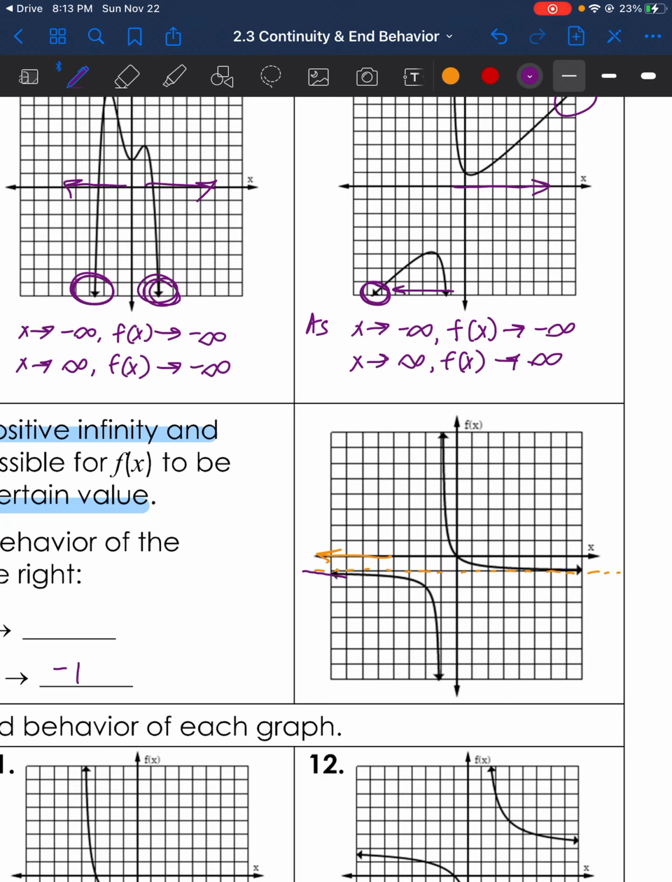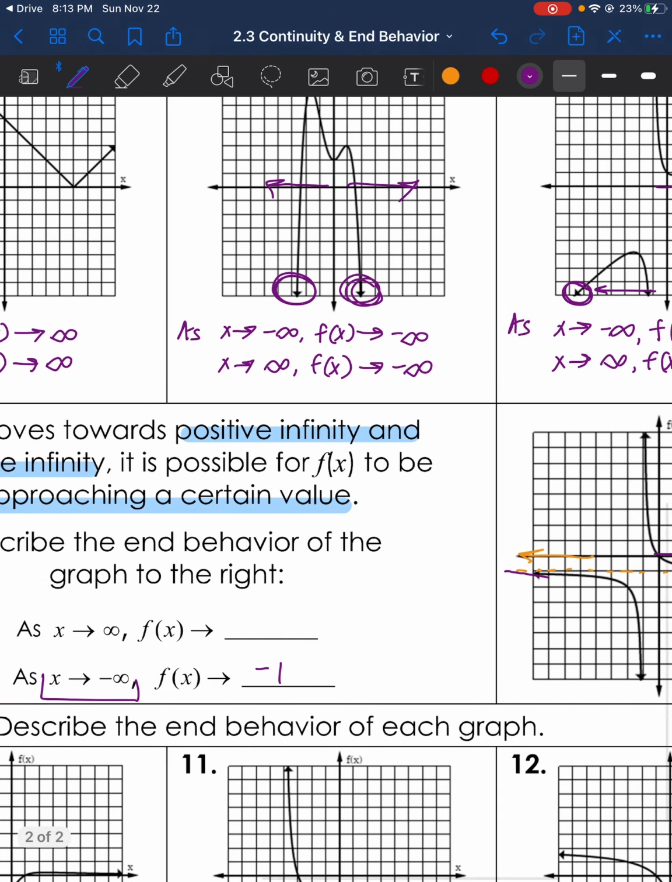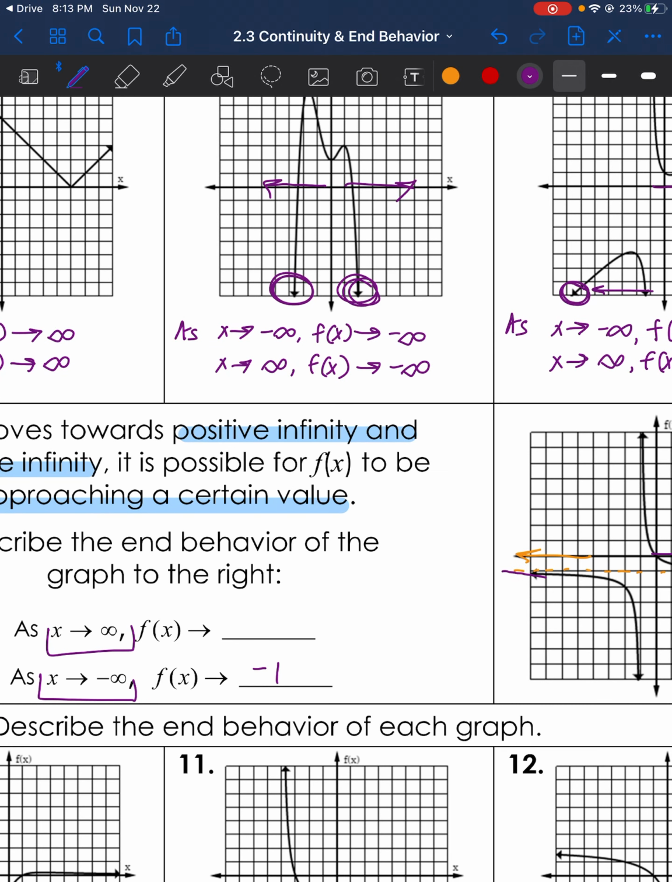Okay, so if we look at it from the right, as x approaches infinity, we have the same kind of thing going on. We have an arrow here, so that means we're getting closer and closer to -1, and that's the only thing it's doing. It's only ever just going to get closer to -1. It's not going to do any other kind of behavior. So as x approaches infinity, f of x is also going to be approaching -1.